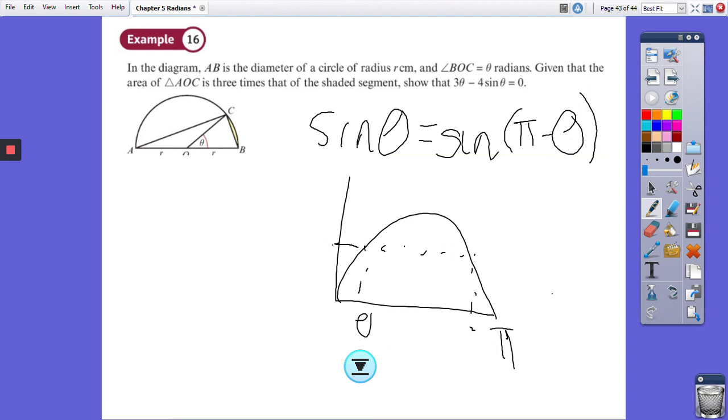Now, what is this value over here? Well, if we can work out that distance there, we know that distance there is theta. So what this is going to be here is pi minus theta. From all the way from here to here is going to be pi minus theta, because from here to here it's theta, and all the way across is pi.